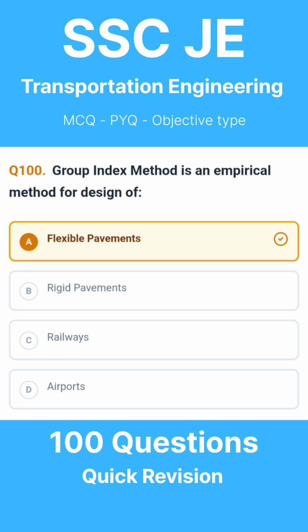Question 100. Group index method is an empirical method for design of. The correct answer is flexible pavements.